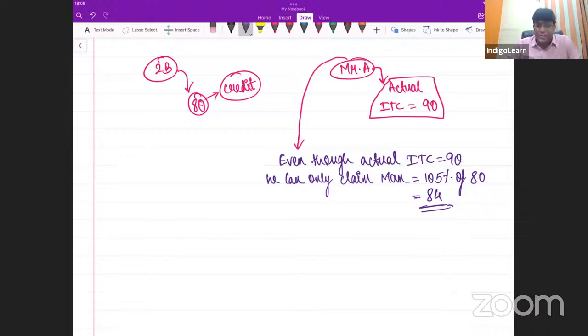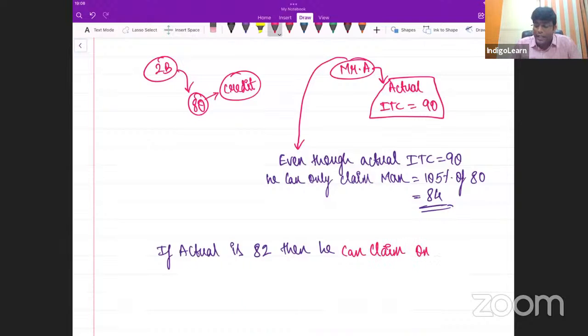Clear, my dear friends? But I'll ask you one question. If actual is 82, then he can claim only 82. You should not tell, I will claim 105%, 84 I will claim. That is nonsense. You cannot do that. 105% is only to restrict the actual. But if actual is less, you should claim less only. You can't claim more than actual, right? Logical point. How can you claim more than actual, boss? That's not allowed at any cost.